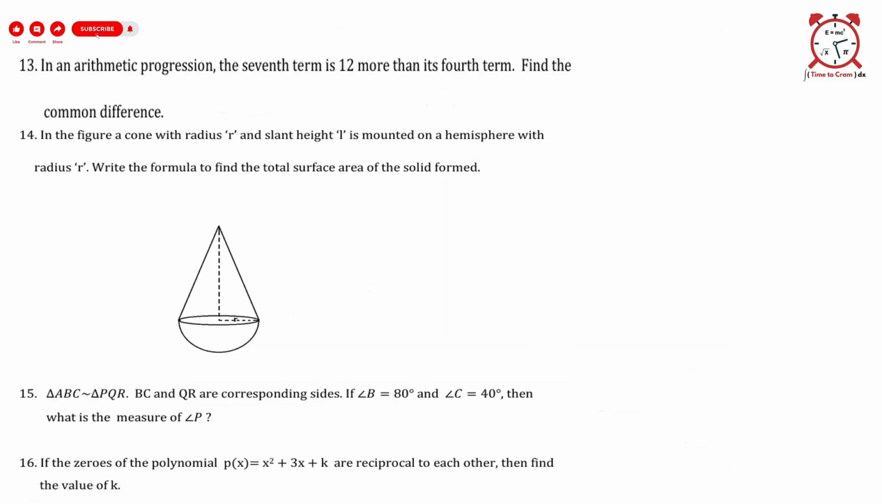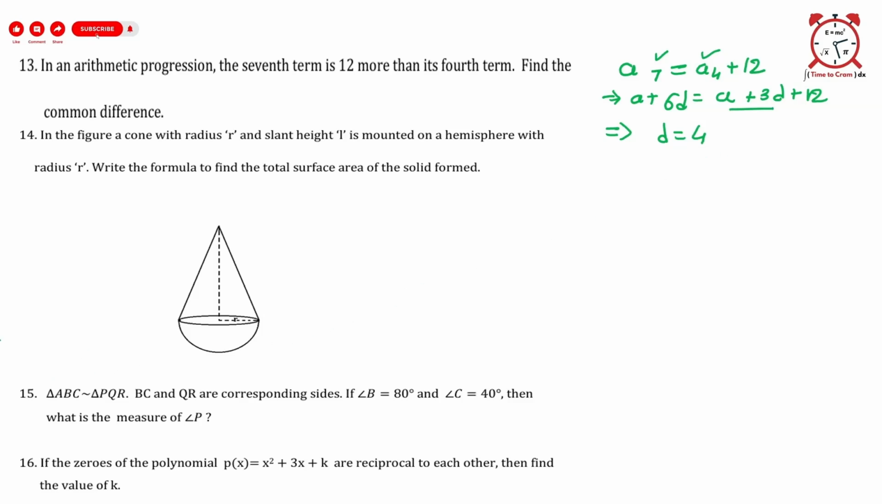Next, question number 13. So here the 7th term is 12 more than its 4th term. So this is the 7th term, and the 7th term is 12 more than its 4th term. So the 7th term formula is a plus 6d, the 4th term formula is a plus 3d plus 12. If we solve this equation, then we will get d equal to 4.